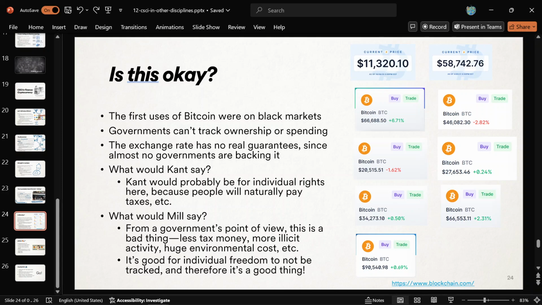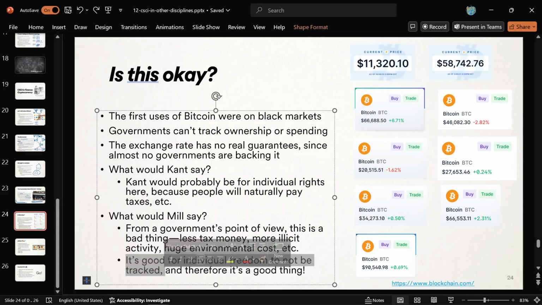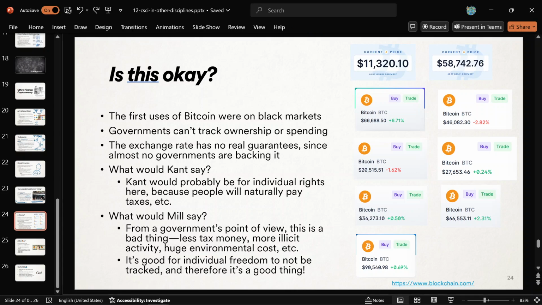What are the pros, though? It is good for individual freedom, I would say, to not be tracked, like who's spending what money. And so that's propping it up on the other side. That's the pro. I'm sure you've bought things on Amazon, then searched for something on Amazon, and then you see on Instagram an ad for that thing you were looking at. Nobody can really track you in the Bitcoin network, and that's good for individual freedoms. Okay, so yeah, that's what's going on.